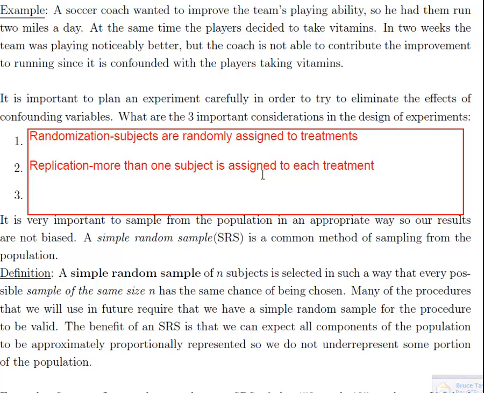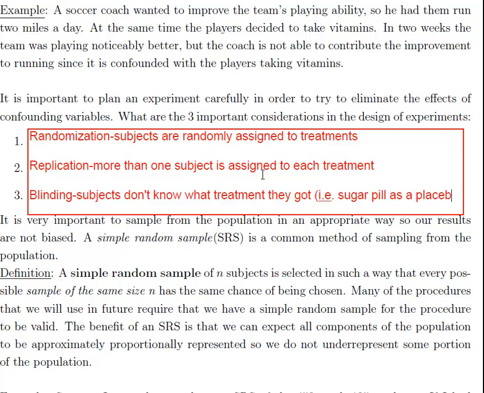Okay, let's see. And then the last one is what we call blinding. This means that the subjects don't know what treatment they got. And so we see the placebo effect a lot when subjects get a certain treatment. And so we sometimes give subjects a sugar pill as a placebo because individuals will often feel better just because they think they're getting medicine. And so we want to control for that as well.